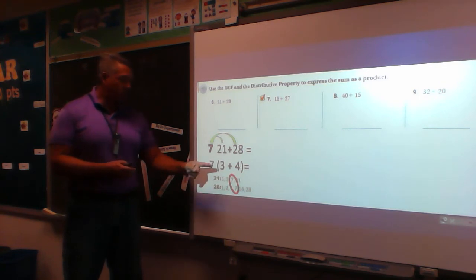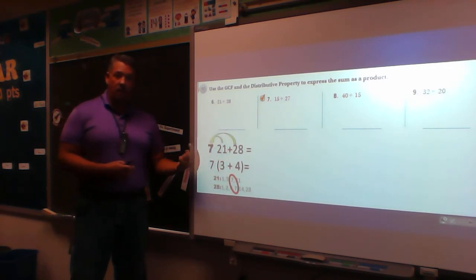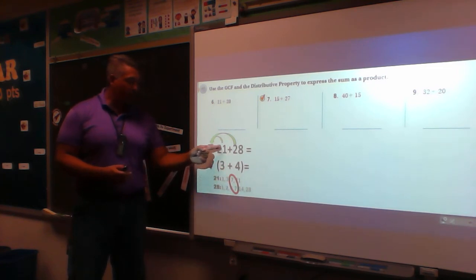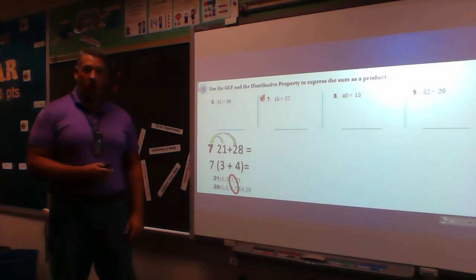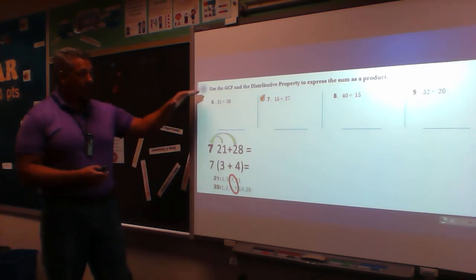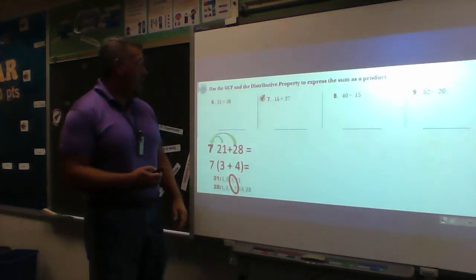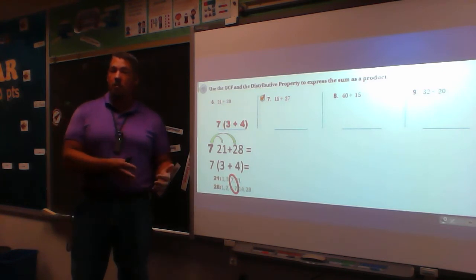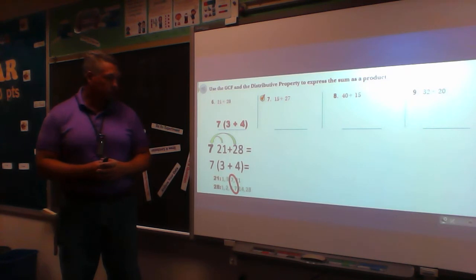The addition stays there that was in the original problem, and it just goes in between them. So my greatest common factor comes out, and then I put parentheses, and then I fill in the parentheses with how many times that greatest common factor will go into my whole numbers. My answer says to express the sum as a product, and this indeed is a product, because a product is the answer to any multiplication problem. And this tells me that I'm going to be multiplying as my last step.